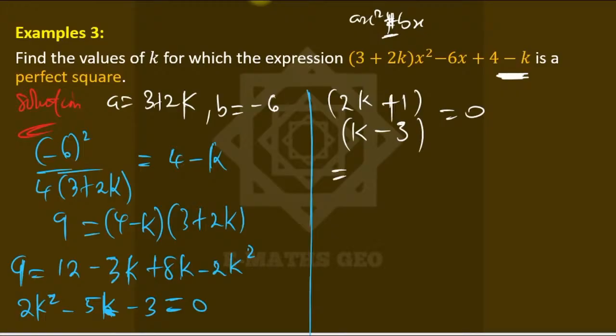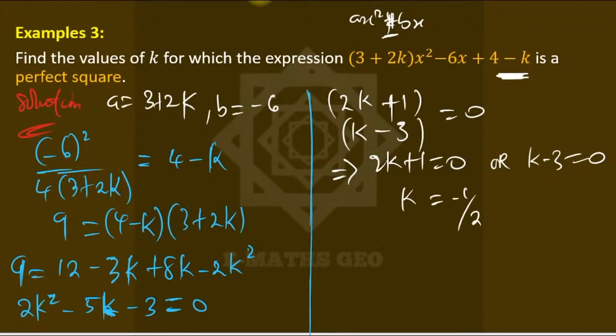And this means either this equal to 0 or that equal to 0. So solving for k, I have minus half, or 3. So these are the two values of k that if you put here, this thing is a perfect square. So it's a very tricky question, but it's still simple.